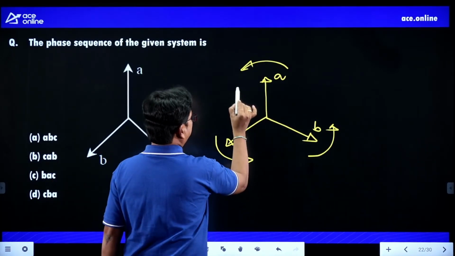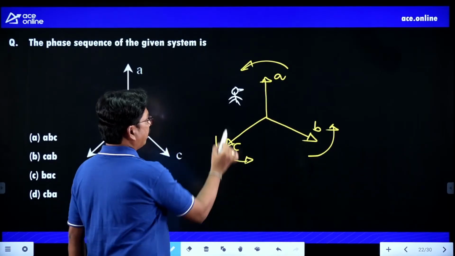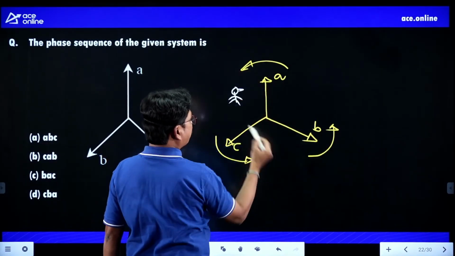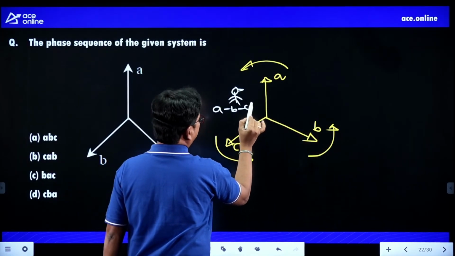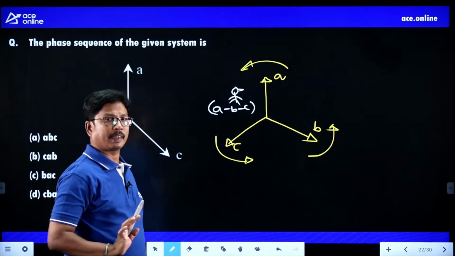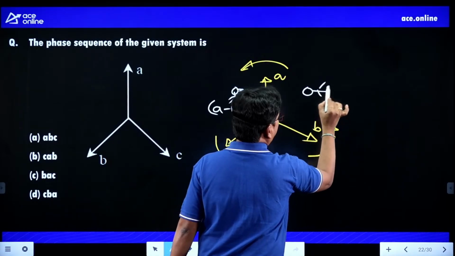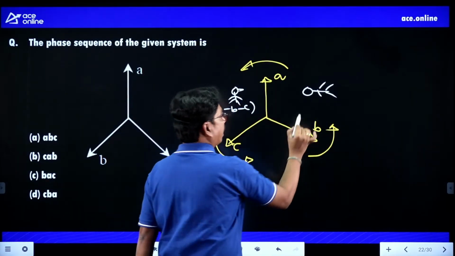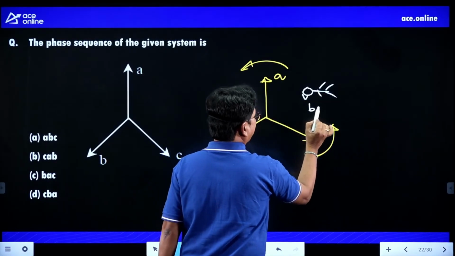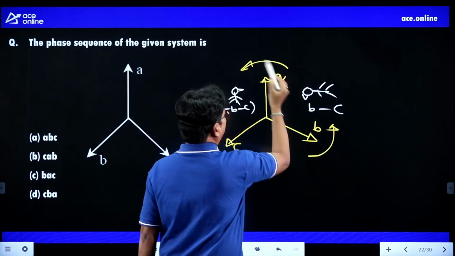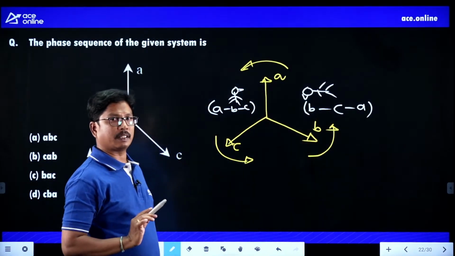assume that a person is standing here and he is looking in this direction. Whenever he is standing here, A comes first, B comes next and C comes here, so ABC is the phase sequence seen by him. Suppose the same person is standing here and looking like this, then B comes first, then C, then A. Here BCA is the phase sequence.